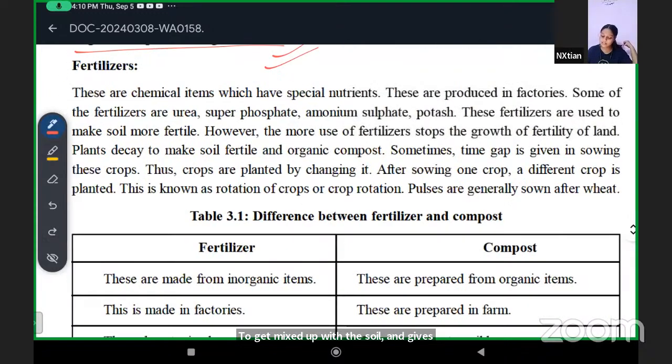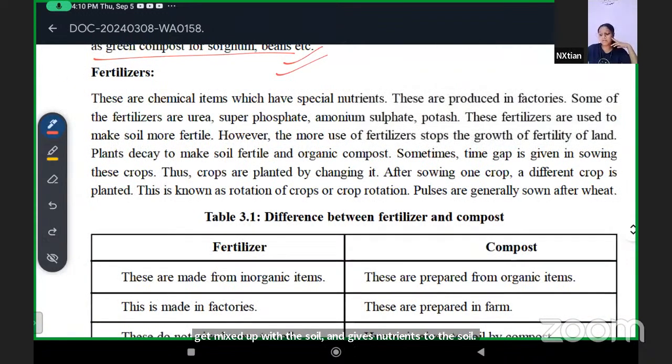Then we have fertilizers. They are chemical items which have special nutrients. These are produced in factories. Some of the fertilizers are urea, superphosphate, ammonium sulfate, potash. These fertilizers are used to make the soil more fertile.